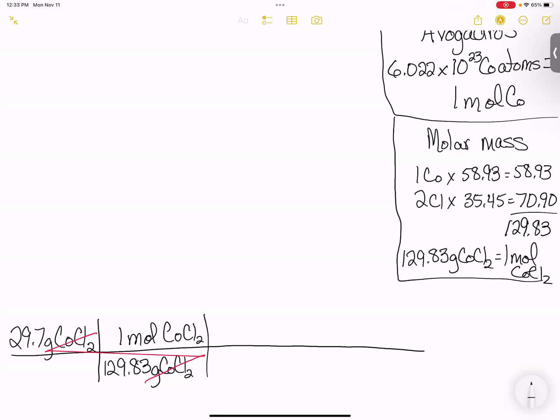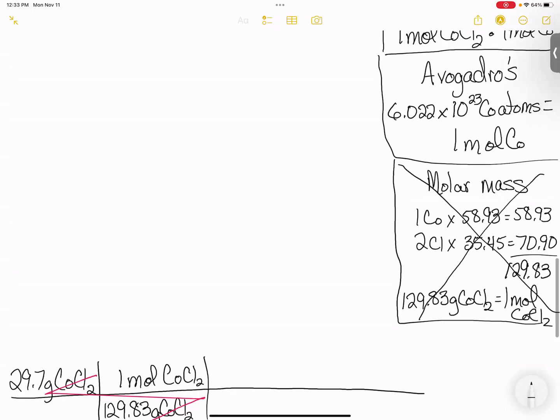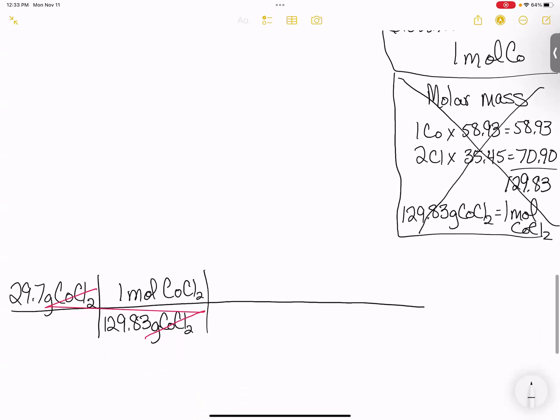Now I have moles of COCl2. What comes next? You can't use the same conversion factor again. Once you've used it, you're done with it. So the mole to mole comes next. What part of the ratio goes in the denominator? The 1 mole COCl2 goes in the denominator.